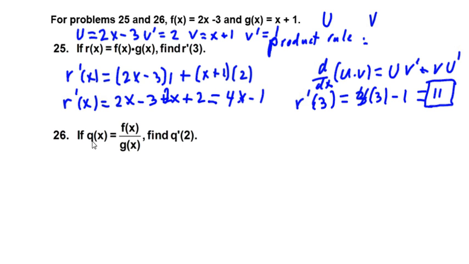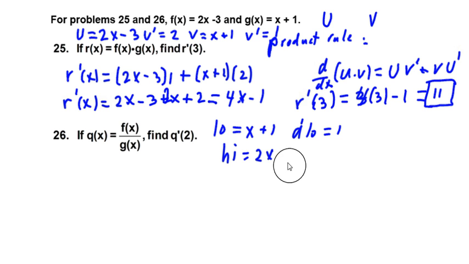Okay, 26. If q equals f of x over g of x, find q prime of x. Well, this is a low d high quotient rule. Low equals, well, g of x is going to be x plus 1, and d low is going to be 1. High is going to be equal to 2x minus 3, and d high is equal to 2.